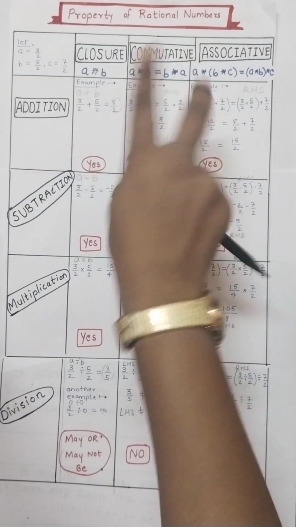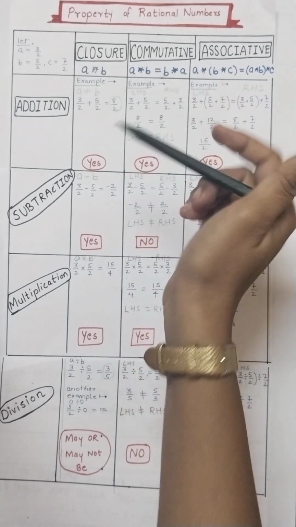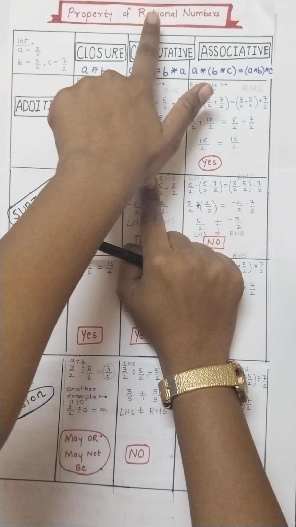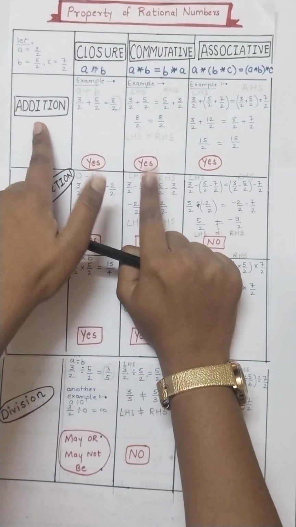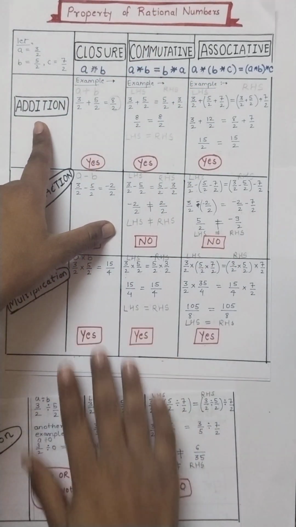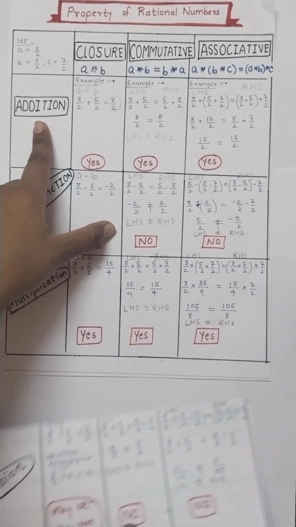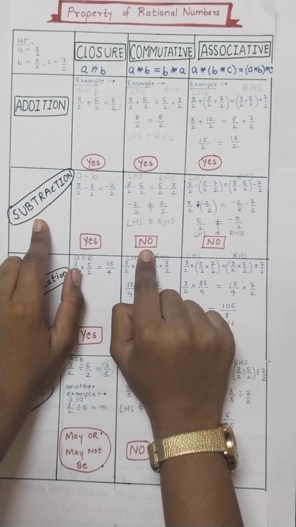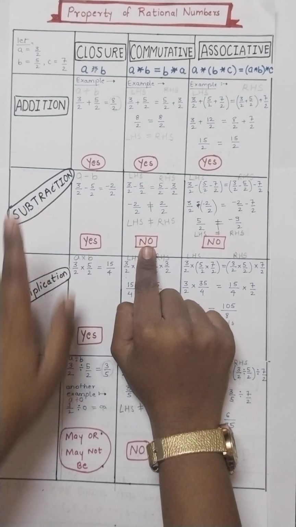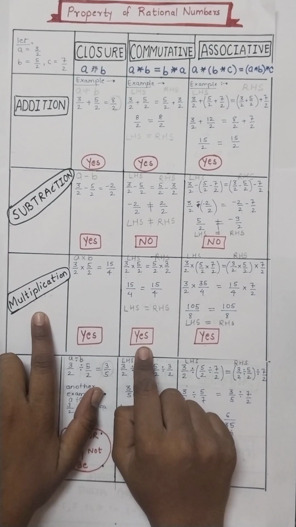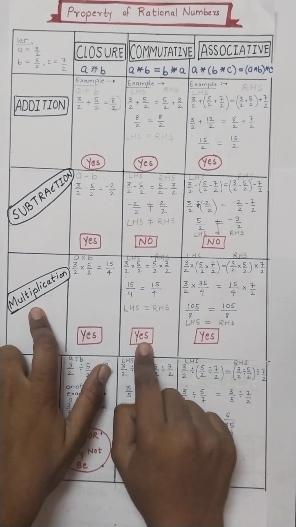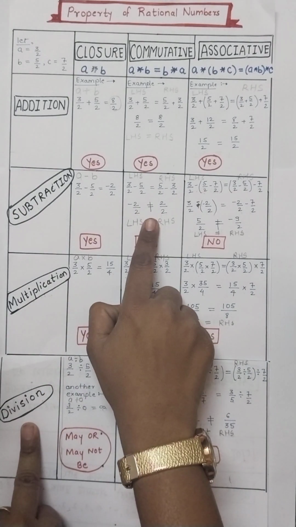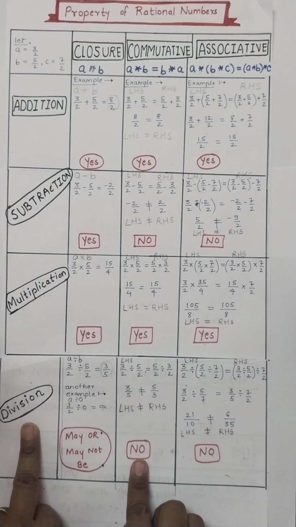Next is the commutative property. When we commute the places of rational numbers, is the answer the same or not? With addition, yes, rational numbers follow the commutative property. With subtraction, our rational number does not follow the commutative property. With multiplication, our rational number, yes, follows the commutative property. With division, our rational number does not follow the commutative property.